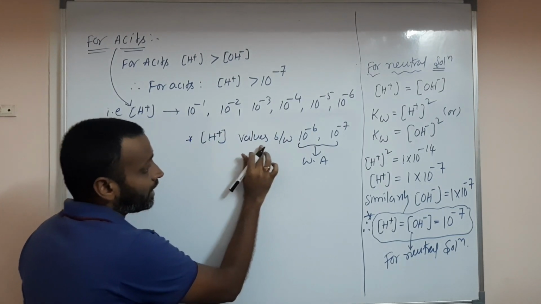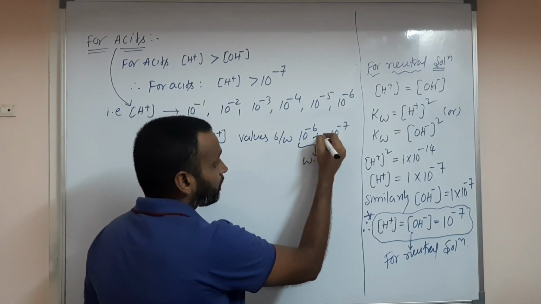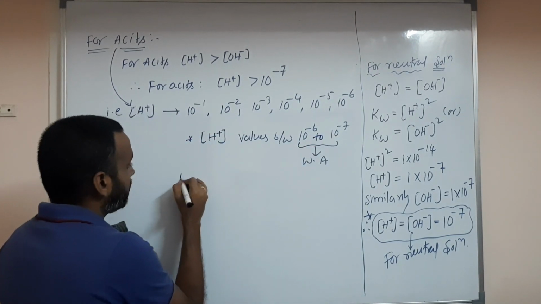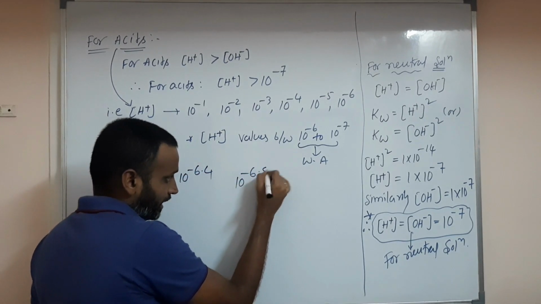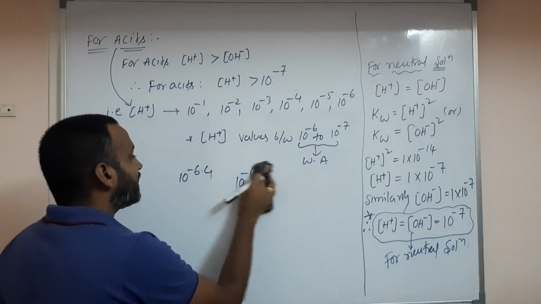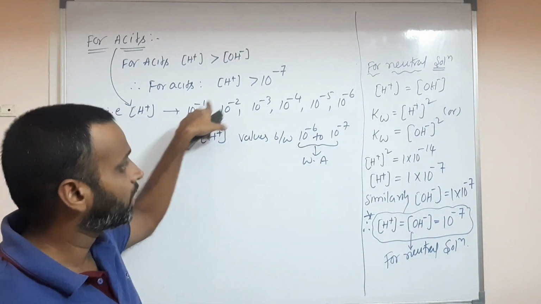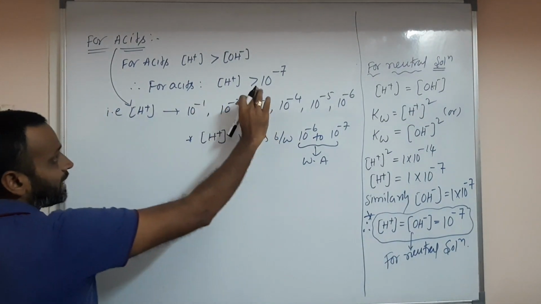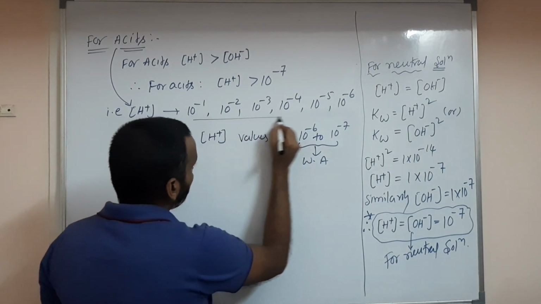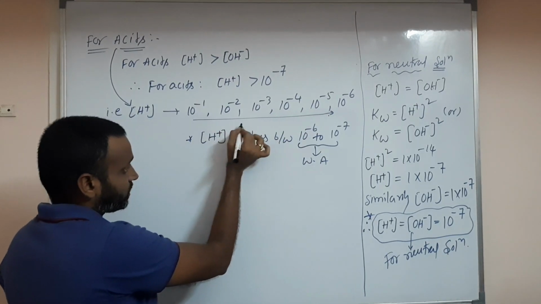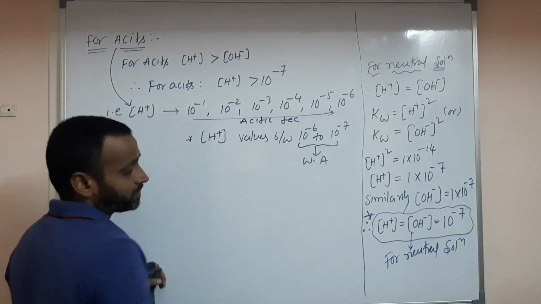Concentration of H plus values between 10 power minus 6 to 10 power minus 7, like 10 power minus 6.4 suppose, 10 power minus 6.8 suppose, all come under weakly acidic. See, 10 power minus 1 is a greater value or not? Tell me. So concentration of H plus is greater than 10 power minus 7. One more important thing: as we go down from 10 power minus 7 to 10 power minus 8, concentration of H plus is decreasing. That means the acidic character decreases.